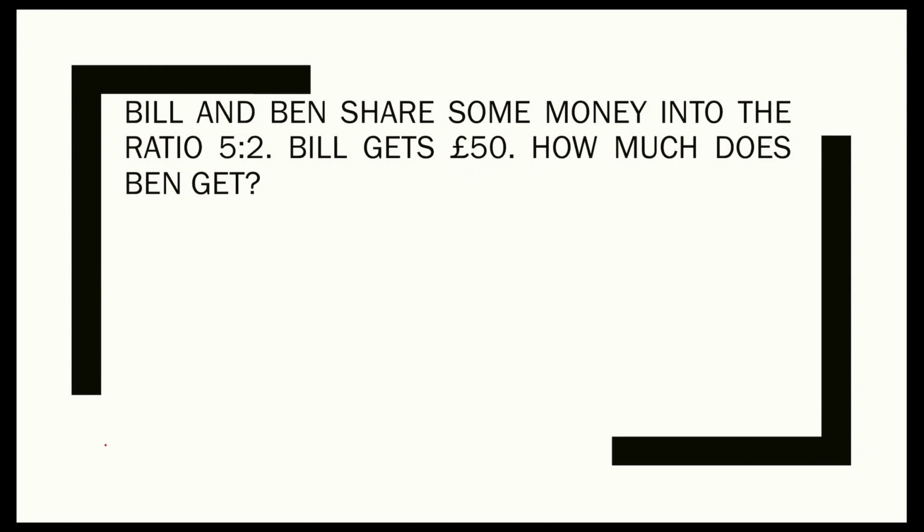Now let's have a look at a second question. The wording on this question is important, so make sure you are paying attention to it. Bill and Ben share some money into the ratio 5:2. Bill gets £50. How much does Ben get? Before we get into what the question is asking us, let's first draw our ratio as boxes. Bill gets 5 boxes and Ben gets 2 boxes.